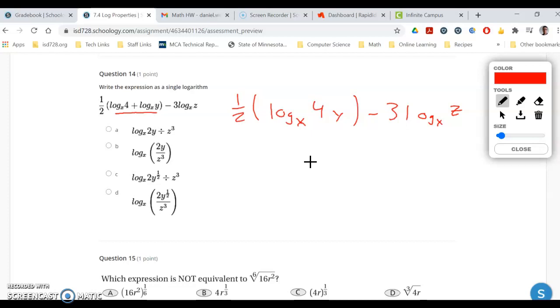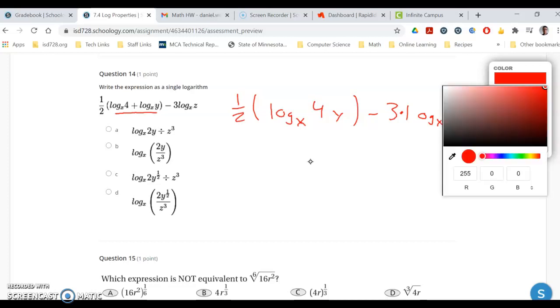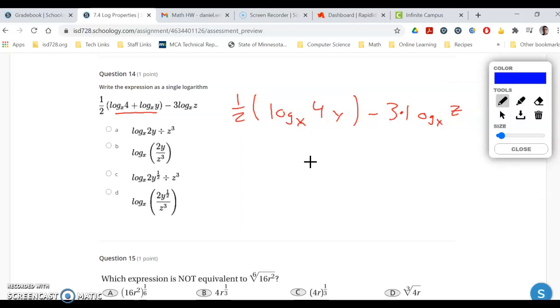And then from there, I've got 2 more logs, and I'm going to divide them because of the subtract. But before that step, we want to deal with the numbers in front, and they can basically become exponents. So I'm going to move up this 1/2 up here and move up the 3 up here, so that it becomes log, and I'm going to drop the x at this point. So we have log of 4y to the 1/2 minus log of z cubed.